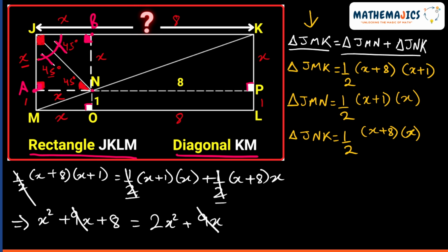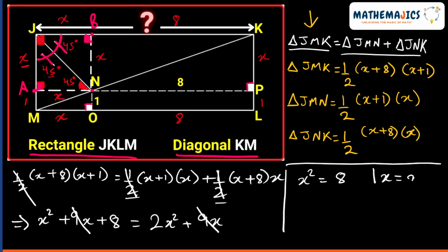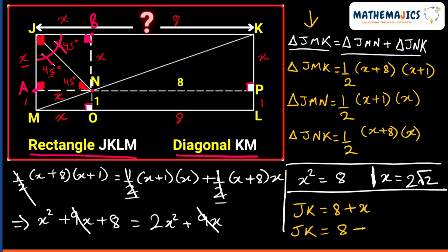9x and 9x can be cancelled. What will we get finally? We will get x square is equal to 8. If x square is 8, what will be x? x will be 2 root 2. But that is not our final answer, because we need to find the length of JK. So the length of JK is 8 plus x, correct? So the length of JK will be 8 plus 2 root 2. This will be our final answer, 8 plus 2 root 2.